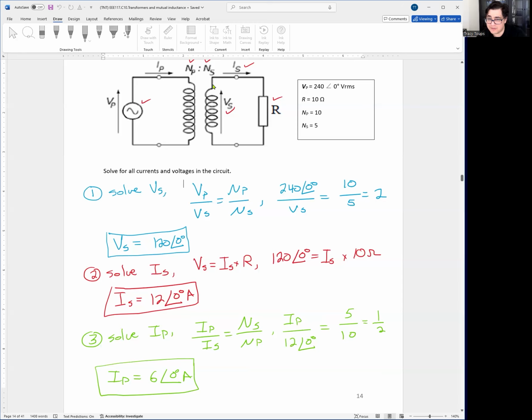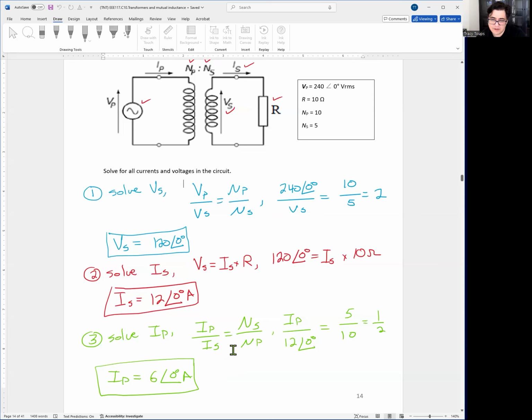This is the current coming out of the transformer. And we could backtrack to figure out the current flowing in the primary side right here. That's another ratio. Current primary divided by current secondary, IP over IS, is equal to the opposite ratio, NS over NP. We need IP. We have IS, which is 12 angle 0 degrees. Our ratio is 5 over 10, which is 1/2. So then current is 6 angle 0 degrees. So it's less current. Okay.